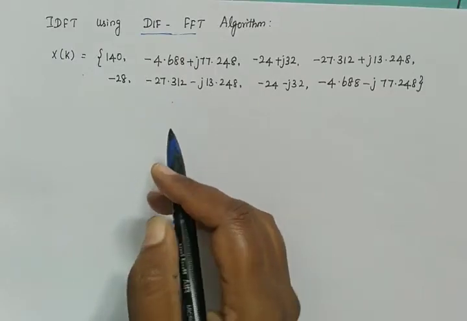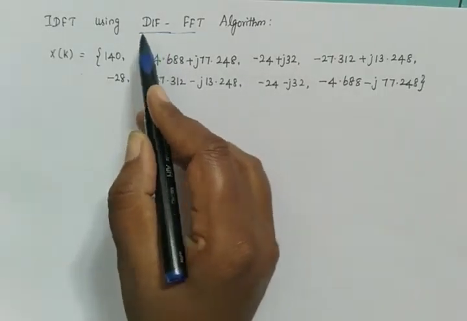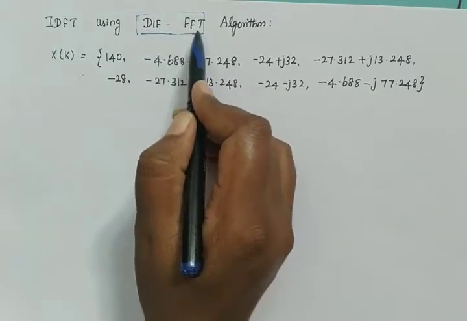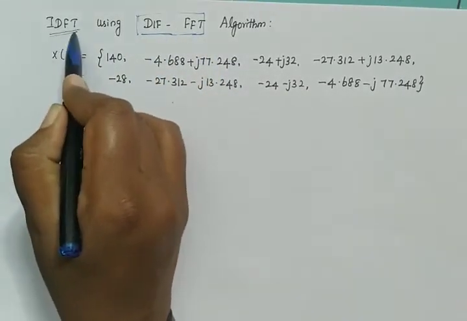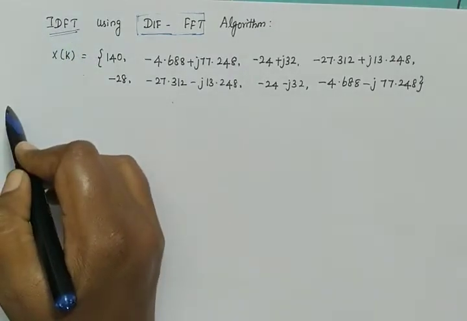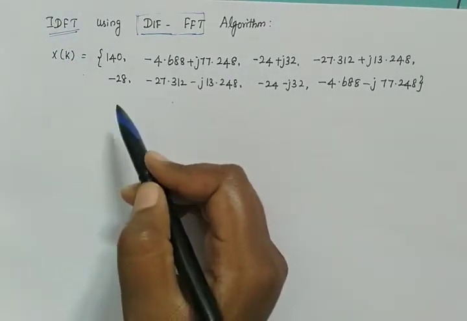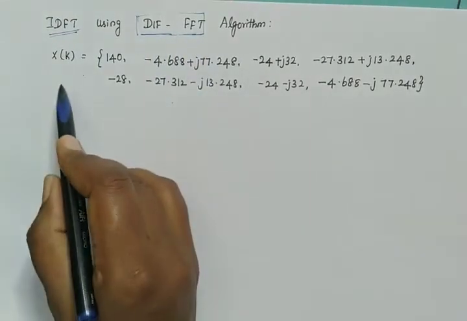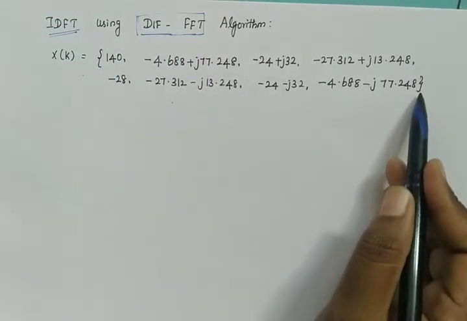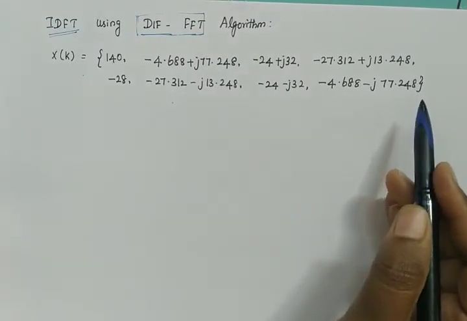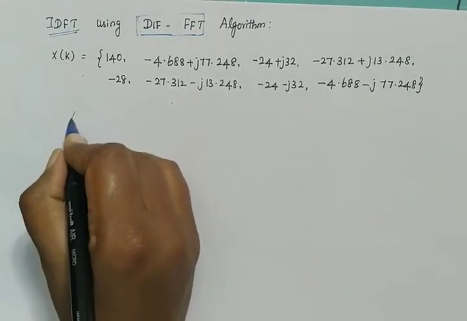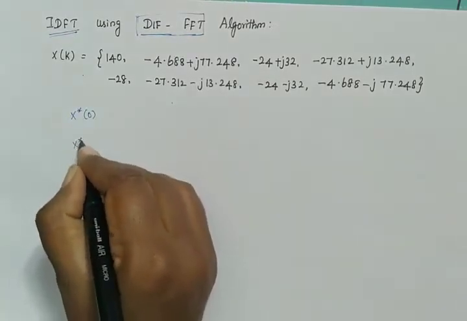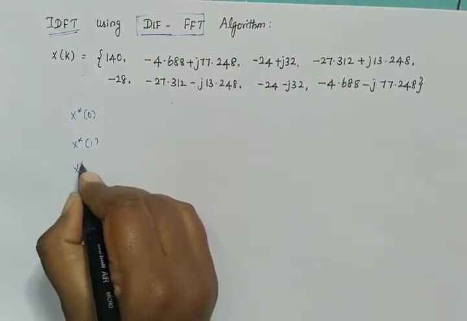Good morning. Today we will see one more problem for this DIF FFT, that is decimation in frequency, fast Fourier transform, inverse discrete. So previously we have seen DFT, DIT, DIF, and here it is the DFT which uses this DIF FFT, and this is a sequence x of k. Already I said the first step is to take the complex conjugate. So x of 0, then 1, 2, 3, 4, 5, 6, 7.